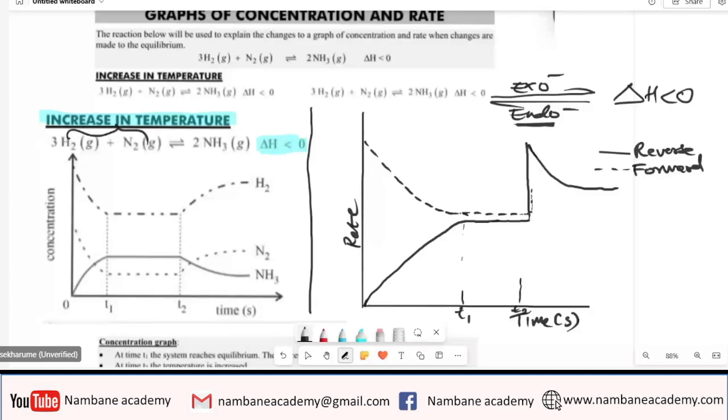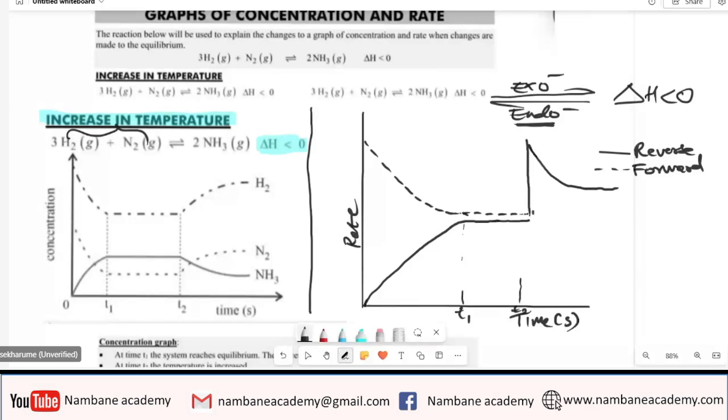So let me do this. I want the broken one. The broken one, which is the forward reaction, is increasing.